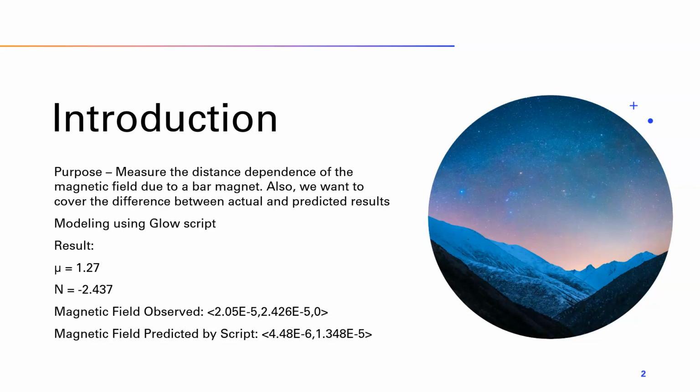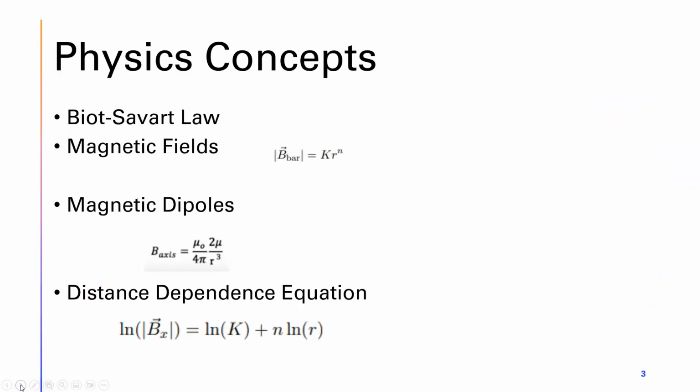From this result, the magnetic dipole is equal to 1.27, and the slope of our distance-dependent equation is negative 2.437. And then we have our observed magnetic fields, which you can see below, from our calculations and measurements just from the experiment. And then the magnetic field predicted by the script is also listed, done from calculations and magnitudes from the experiment itself plugged into the code script, or the live script.